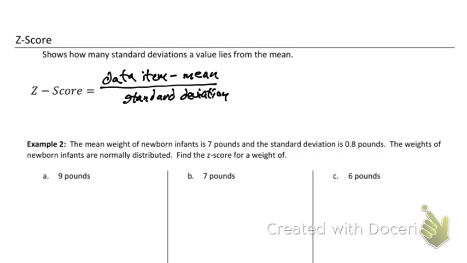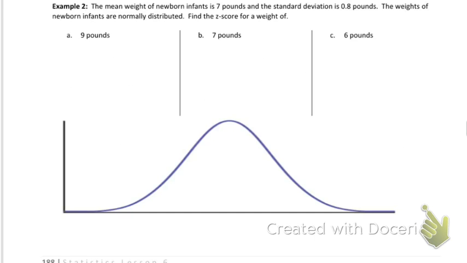Another way to do it with symbols would be x minus x bar, remember x bar is our mean, over sigma, which stands for our standard deviation. All right, let's do an example with this.